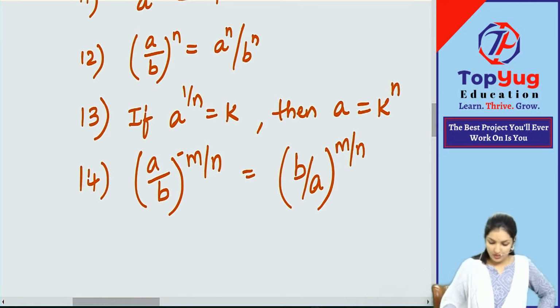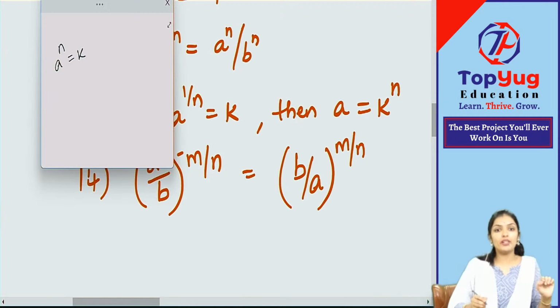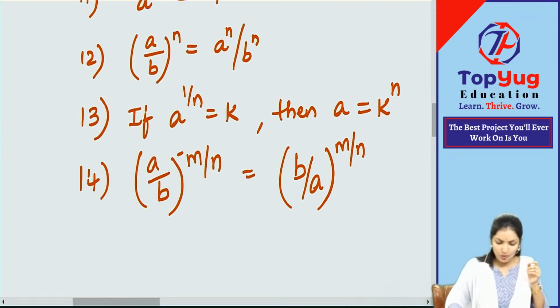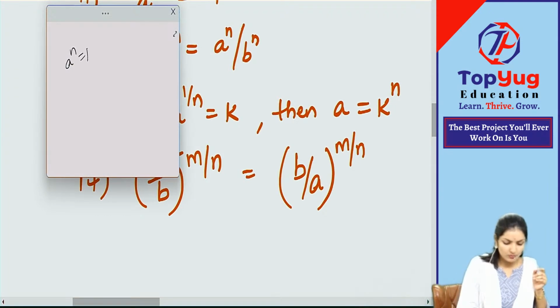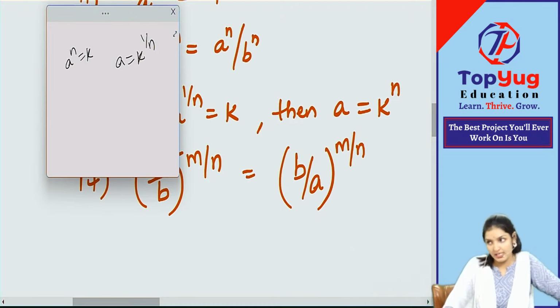So guys, one more thing over here: if a to the power n is equal to k, at that point of time a would be equal to k to the power 1 by n. I want you people to write this one more extra point in your laws of indices.